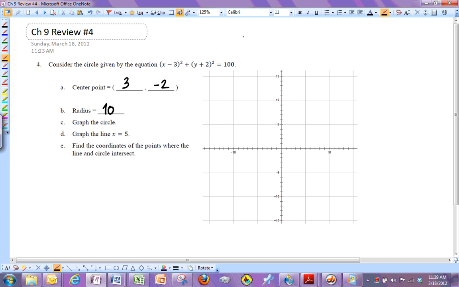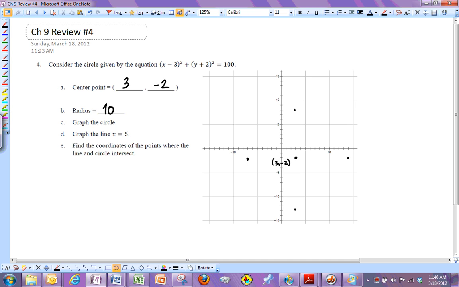We need to graph the circle, so we now know the center point's 3, negative 2, right here. And we know the radius is 10, so I can count up 10 units. If I go straight up 10 from negative 2, I'll be at 8. If I go straight down 10, I'll be at negative 12. If I go this way 10, I'll be at 13. If I go this way 10, I'll be at negative 7. And then I can connect those to make a circle.